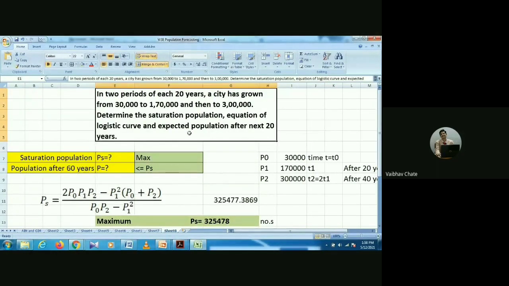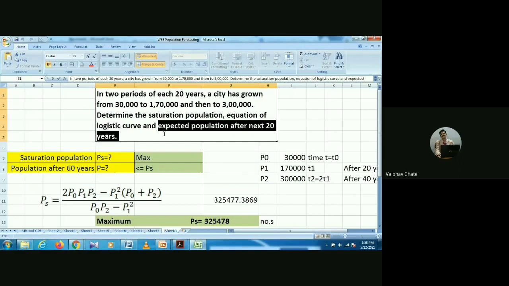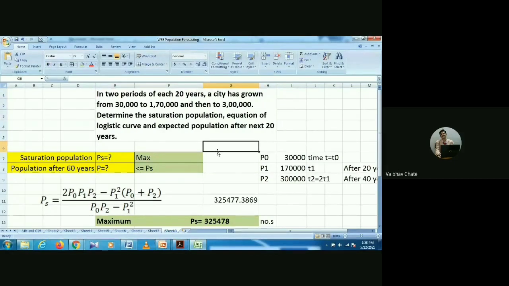Determine the saturation population, equation of logistic curve and expected population. Okay, this one, right? Expected population after next 20 years. That means already 40-year data he has given. So he is asking you to find out the population after now 20 years, next 20 years. That means 40 plus 20 is 60.